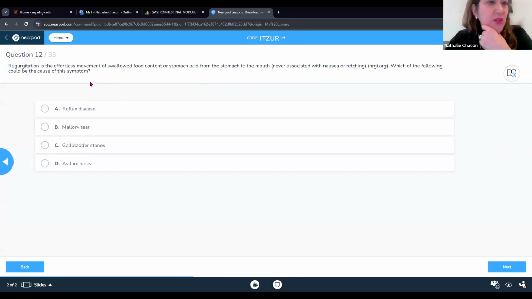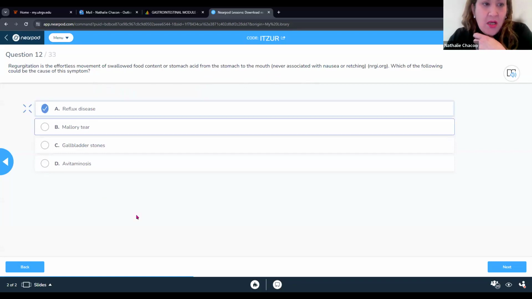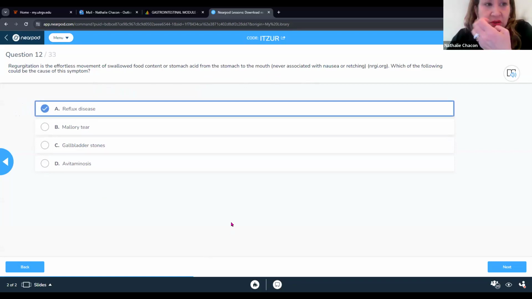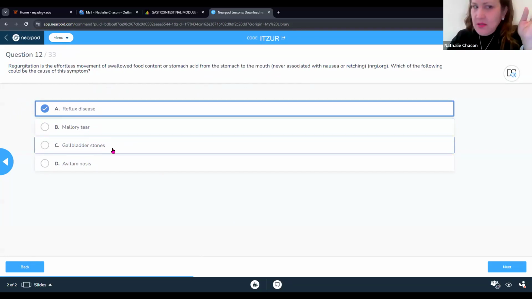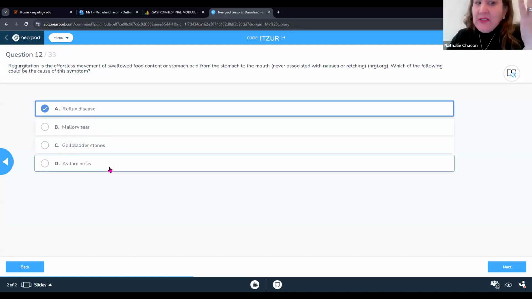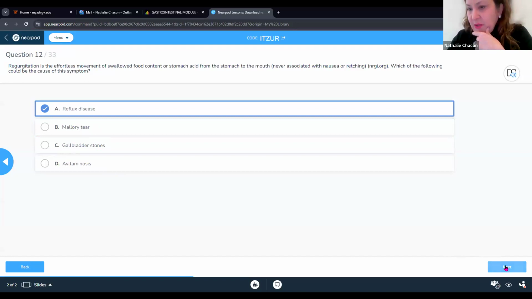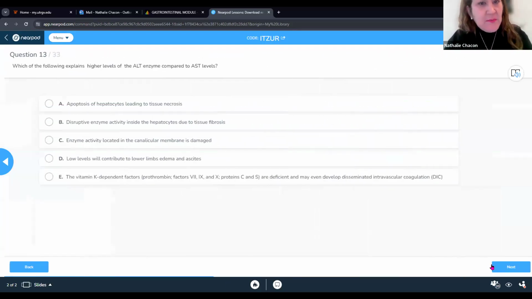Which of the following could be the cause of this symptom? Regurgitation, involuntary, effortless, is reflux disease, okay? Mallory-Weiss tear is related to upper GI bleeding. It's a tear of the mucosa of the esophagus. Gallbladder stones have nothing to do with regurgitation. This has to do with the gallbladder. Avitaminosis is a problem with vitamins. Nothing to do with this.